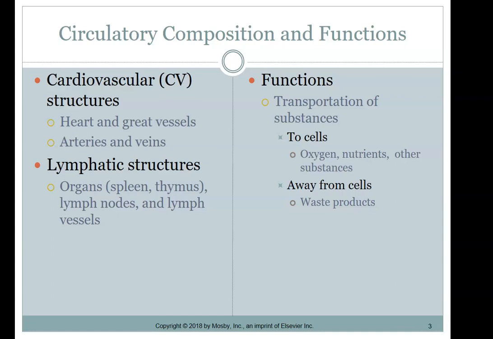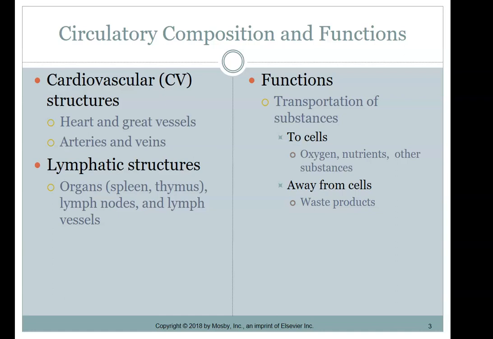The circulatory composition and functions. The circulatory system is named for its continued movement of blood and lymph through the body. It is composed of the cardiovascular structures, the heart, arteries, and veins, as well as lymphatic structures, such as the lymph organs, the lymph nodes, and lymph vessels. The function of the cardiovascular system is to provide a means of transportation for a variety of substances to and from the cells of the body.